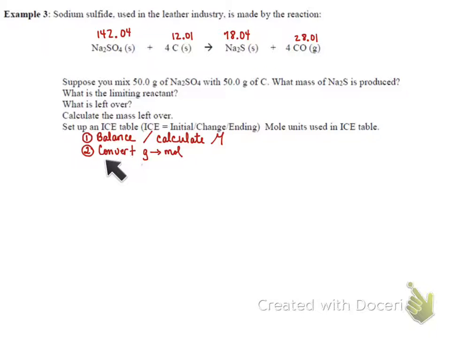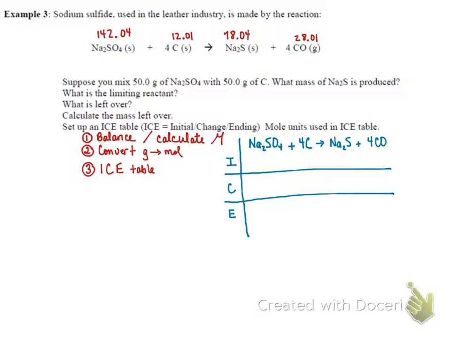The next thing is for both of the reactants, convert grams to moles. So for both 50 grams of sodium sulfate and 50 grams of carbon, for each of them separately, convert those to moles using the molar masses. And then we're going to set up an ICE table.